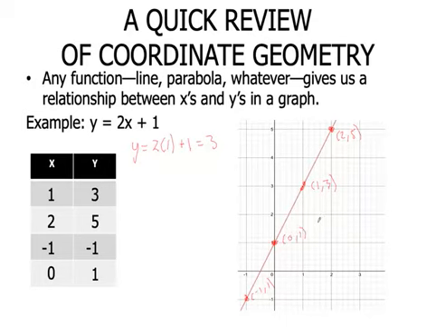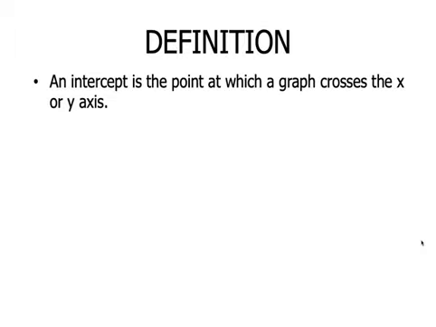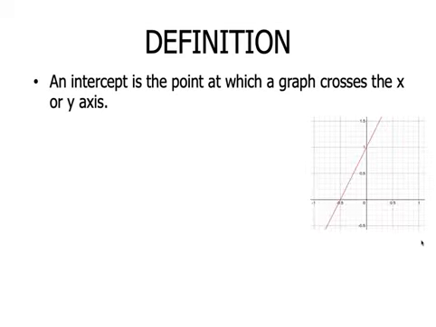This particular lesson focuses on this type of point. That is an intercept. An intercept is where the graph meets one of the axes, be it x or y. And so that's our definition, right? An intercept is the point at which a graph crosses the x or y axis. So if I take my graph that I was just looking at and zoom in on it a little bit, I'm interested in the points where this graph crosses the y-axis and the x-axis, right there and right there.